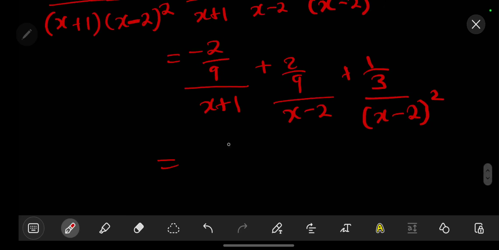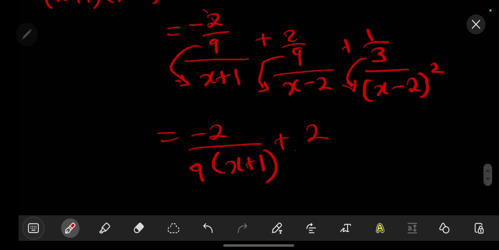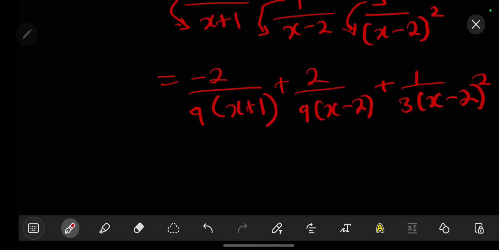Now this can be written as just the numerator, let all the denominators go down. So this is the same as having the denominators going down. So it will be negative 2 over 9, open brackets x plus 1. So we are just dropping the denominators. Then we have plus 2 over 9, then we have our x minus 2, like that. Then we have plus 1 over 3, the 3 goes down, then we are going to have x minus 2, then we have squared, like that. Let's look at our next problem.